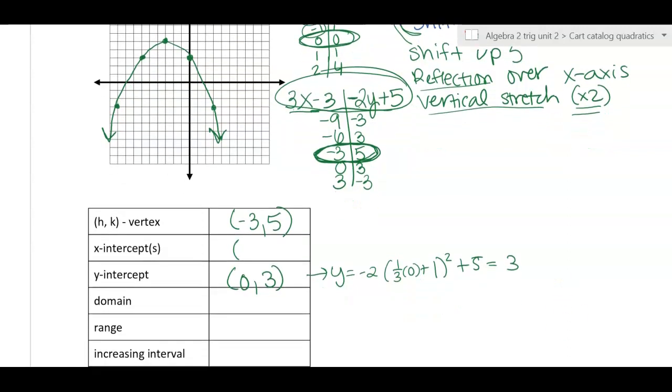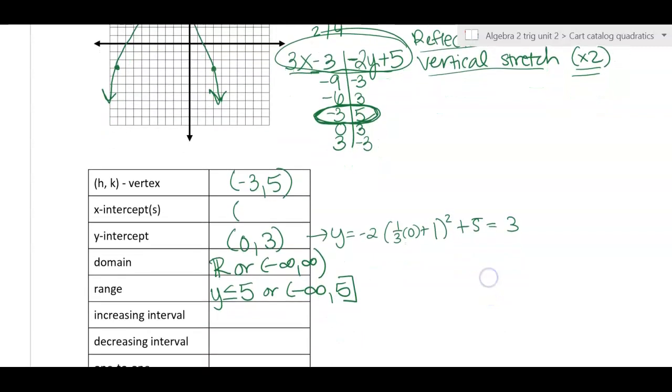All right, what about our domain? Someone new for this one. Yes, Vanna. Good job. So all real numbers, or if we like interval notation, negative infinity to infinity. Our range. Yes, Sam. Smaller than or equal to 5. Good. Y is smaller than or equal to 5. If you like interval notation, that's no minimum with 5 as a maximum, and we reach 5. Increasing interval. Brody.